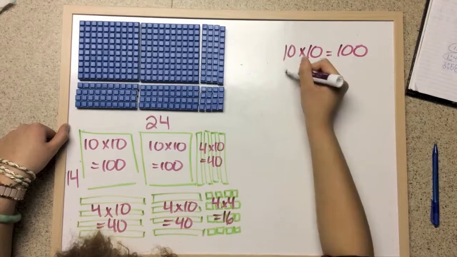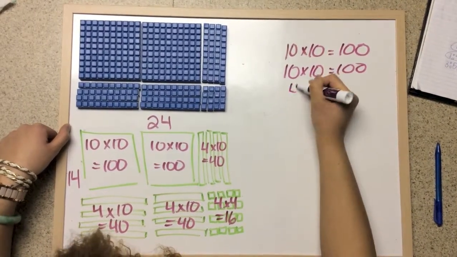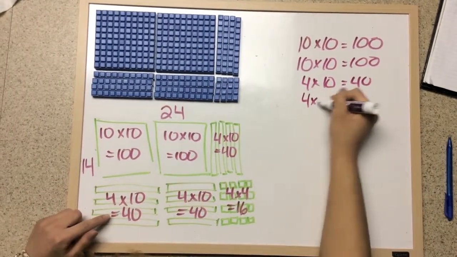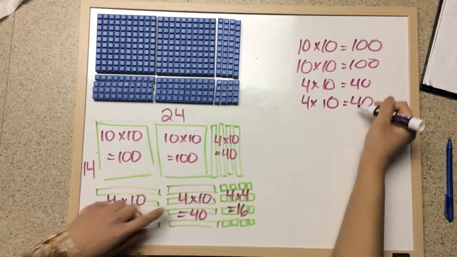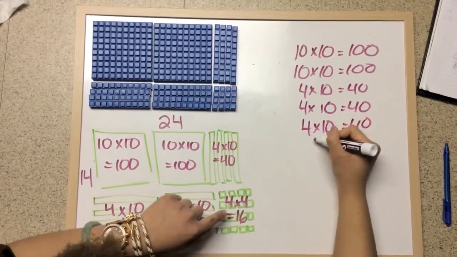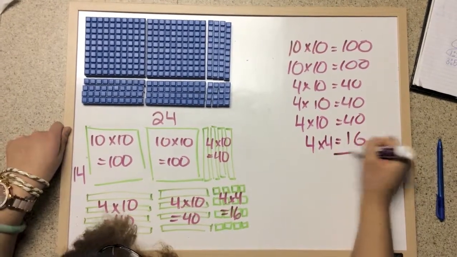So 10 times 10 equals 100, 10 times 10 equals 100, 4 times 10 equals 40, 4 times 10 equals 40, and 4 times 10 equals 40. And 4 times 4 equals 16.